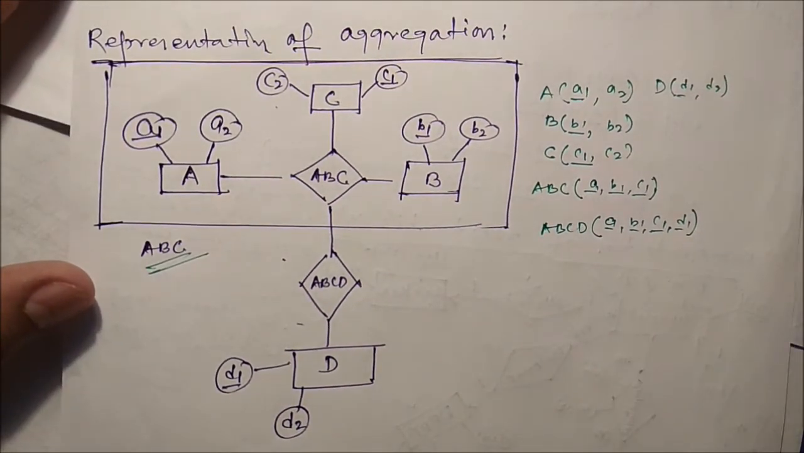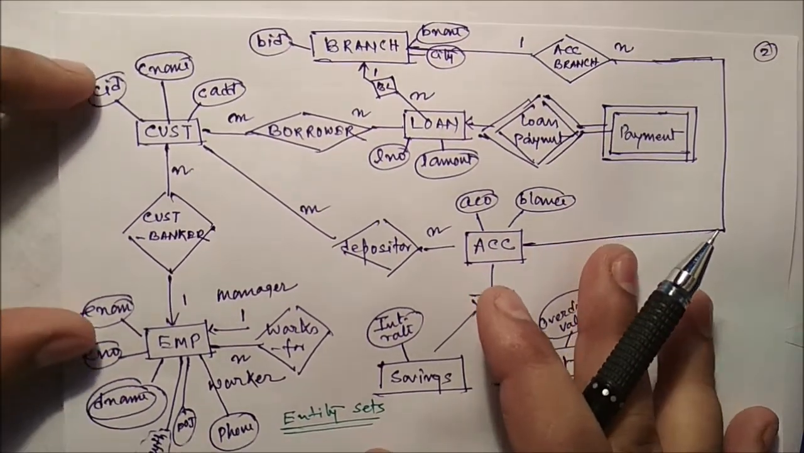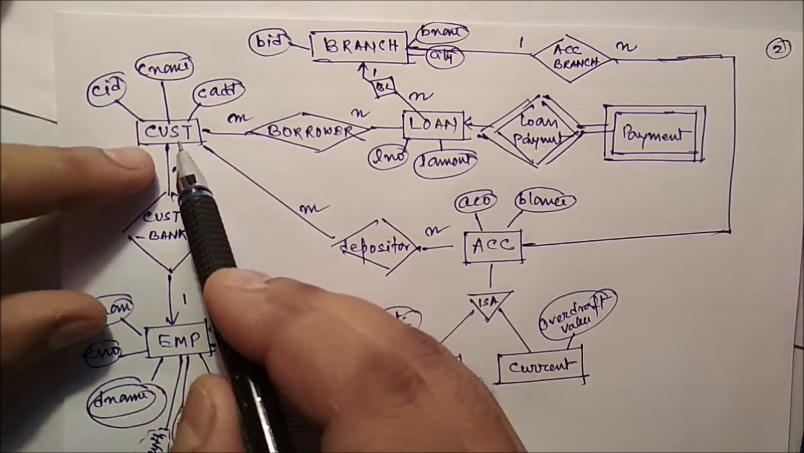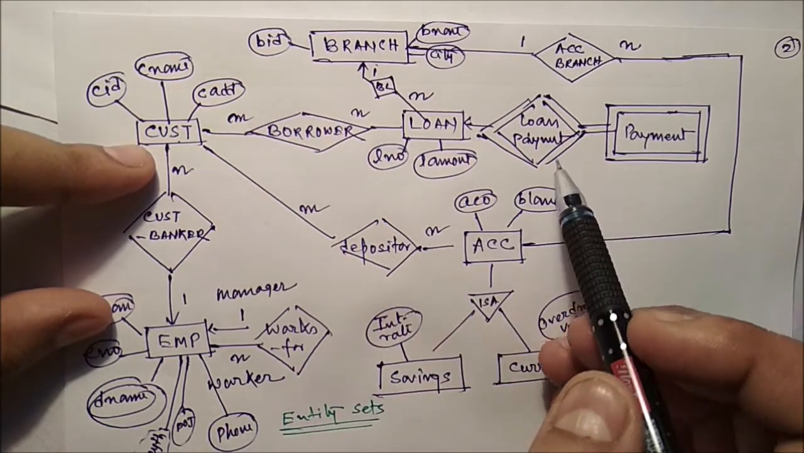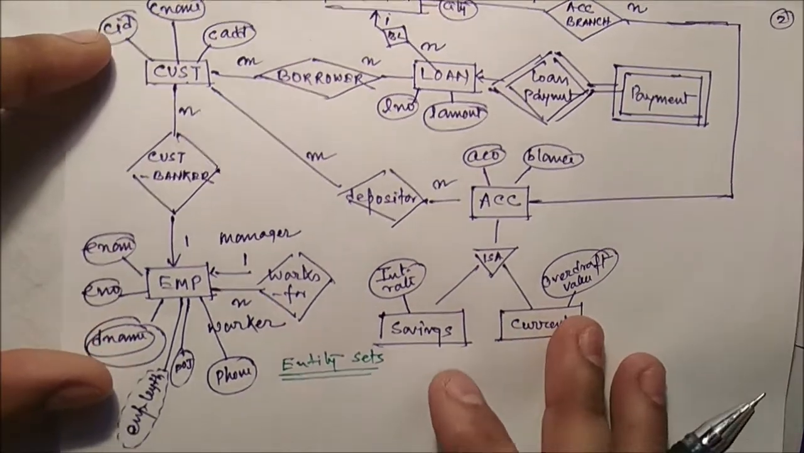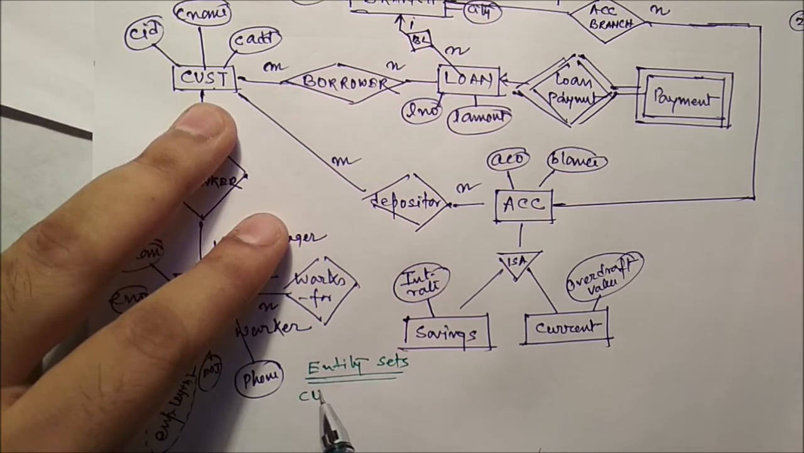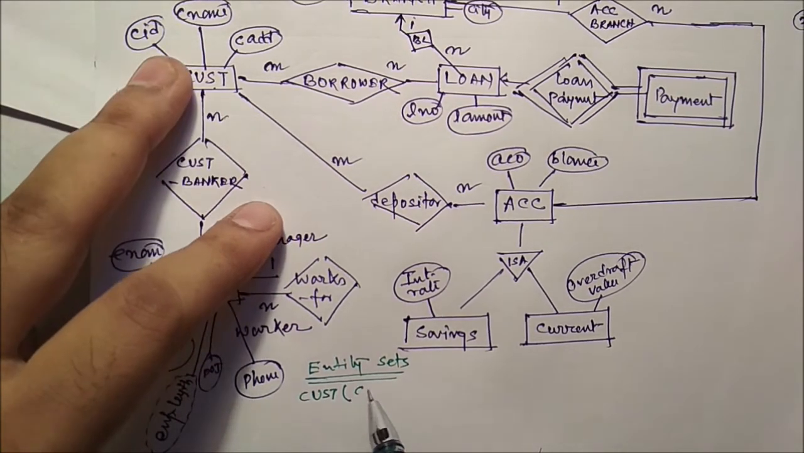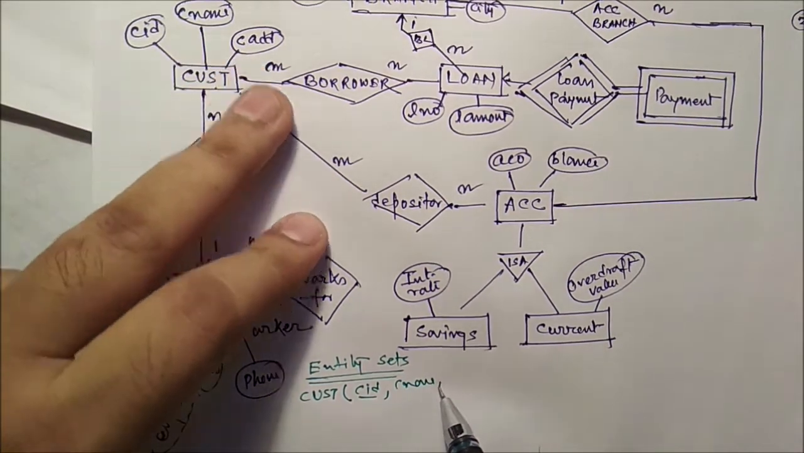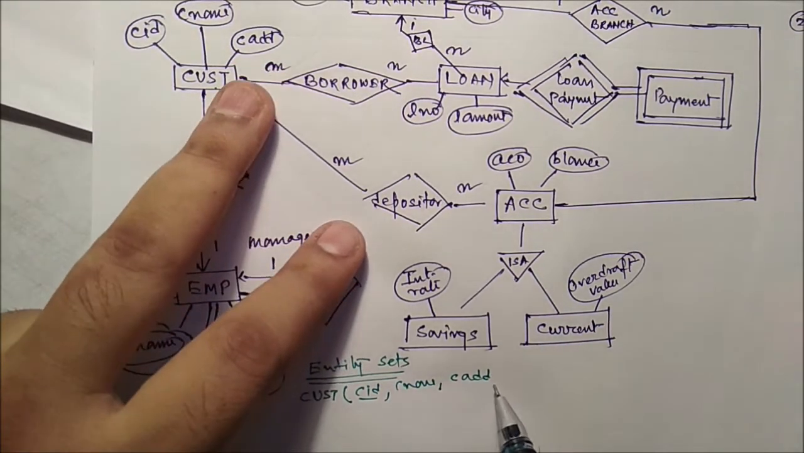Next we see one simple example. You can see here how many entity sets are there. Here is an ER diagram of a banking system: customer, branch, employee, savings and current. Just see one by one. Suppose it is a customer. The attributes are customer ID, which should be the primary key, customer name, and customer address, and so on.